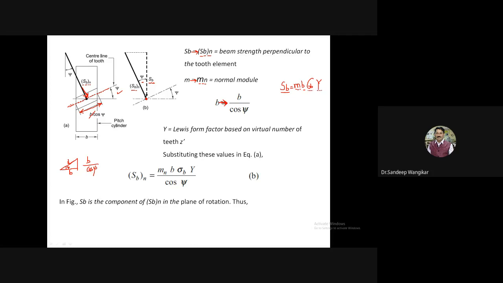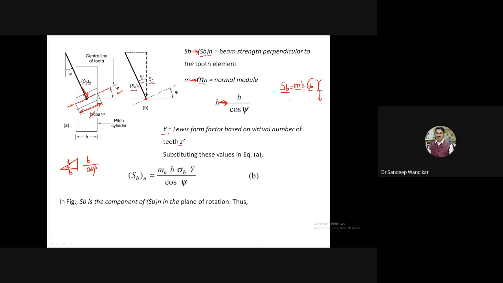And Y in spur gear is the Lewis form factor. Again, we have not defined it because it is for the actual number of teeth. There is no concept of virtual or imaginary number of teeth in spur gear. Therefore, this is for actual. Now, we will say that this Y is the Lewis form factor based on virtual number of teeth Z dash.